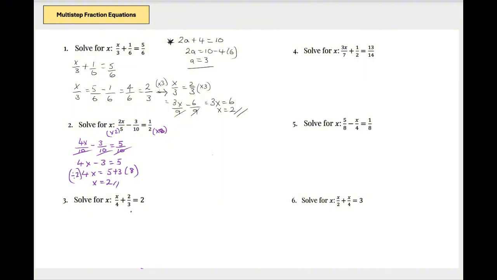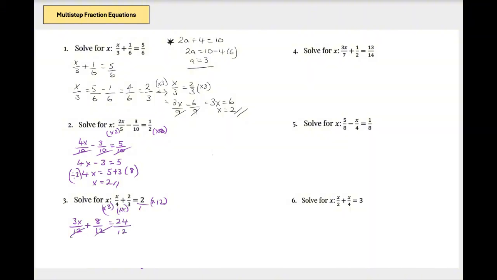Next one. Same again, but it's just got a 2. And you guys know that I prefer to make them all look the same. So that will become a 1 underneath. So it looks the same. So I know that 12 is the next number they all go into. So this is going to be times 3, times 4, and times 12. So I've got 3x over 12 plus 8 over 12 equals 24 over 12. Brilliant.